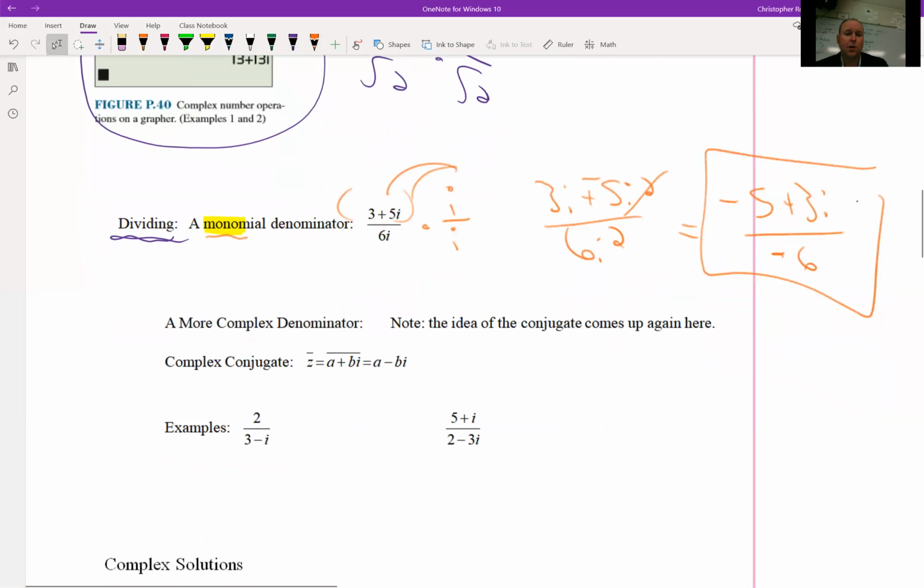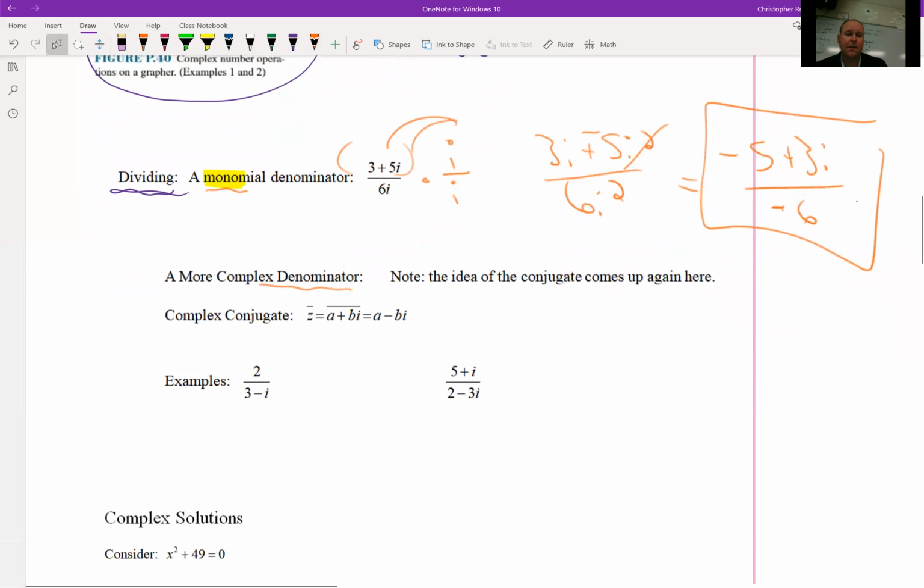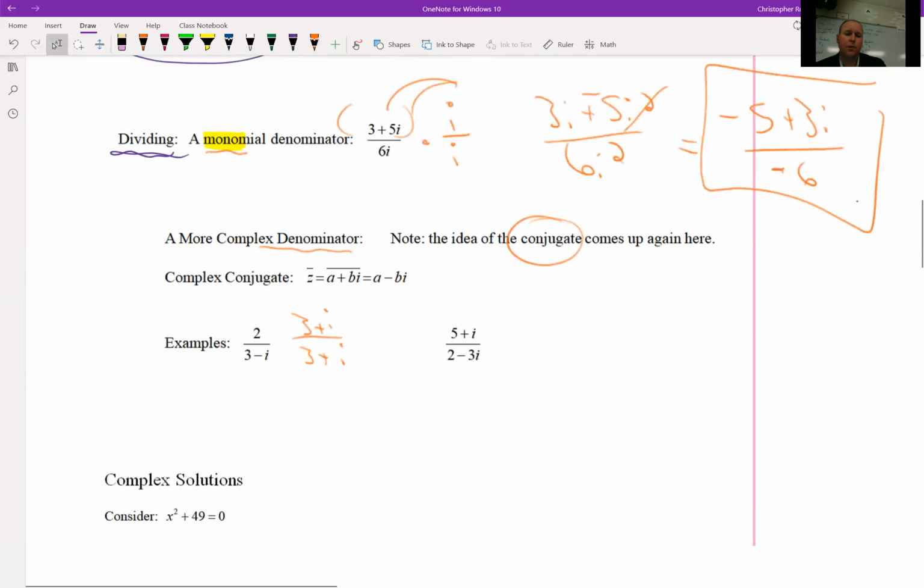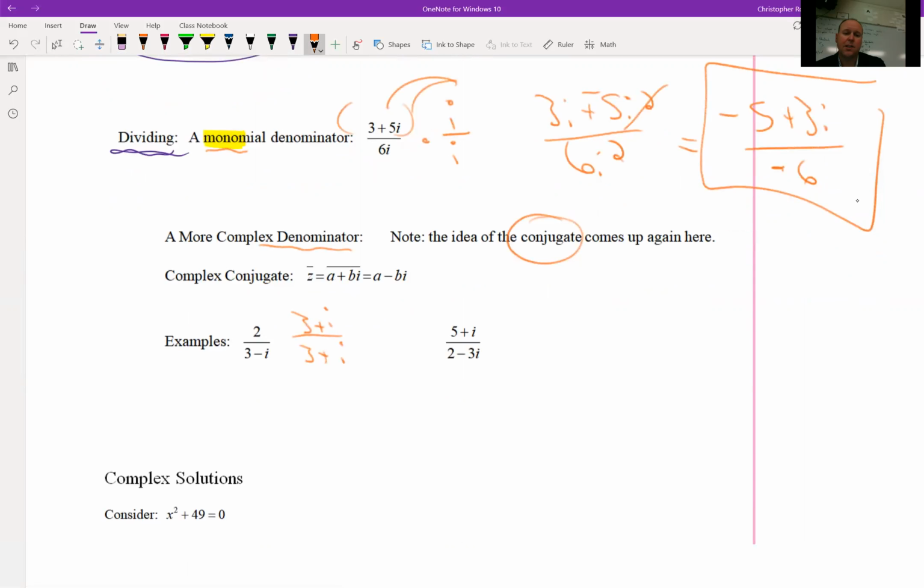All right, so a more complex denominator, okay? More complex, don't freak out, right? It's a binomial, so we're going to use the conjugate. Remember, the conjugate means I want it to look like the same thing: 3 and i, but instead of minus, I'm going to make it plus. Why do I do that? Well, let's FOIL it and find out what happens with just the denominator, the only thing I'm worried about so far.